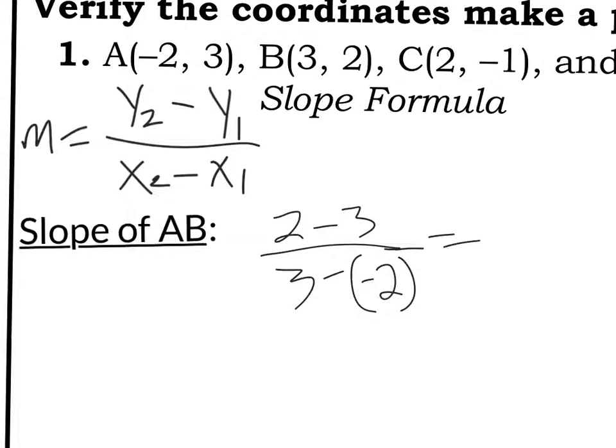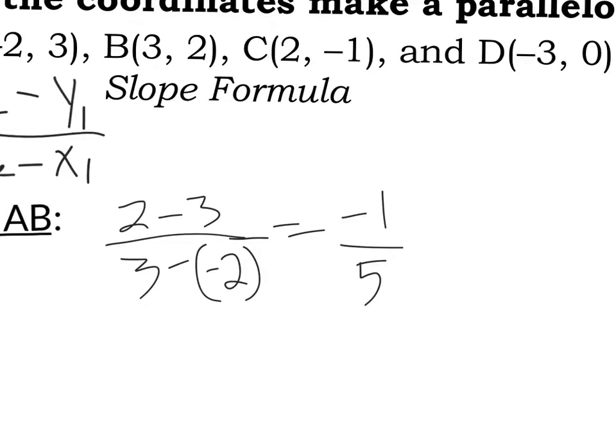So anyway, this is going to equal 2 minus 3 is negative 1, and 3 minus negative 2 is positive 5. So it equals negative 1 over 5. If you want, you can rewrite that fraction with the negative on the side. It doesn't really matter, but sometimes people do that.